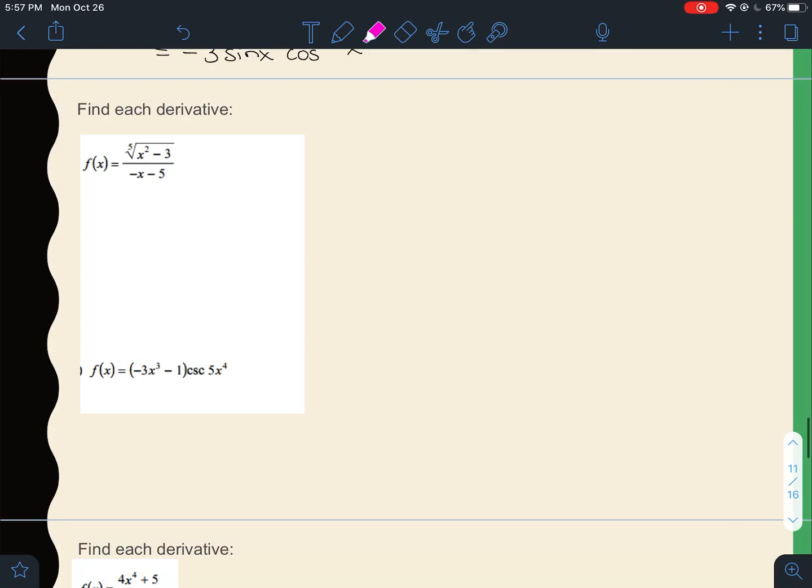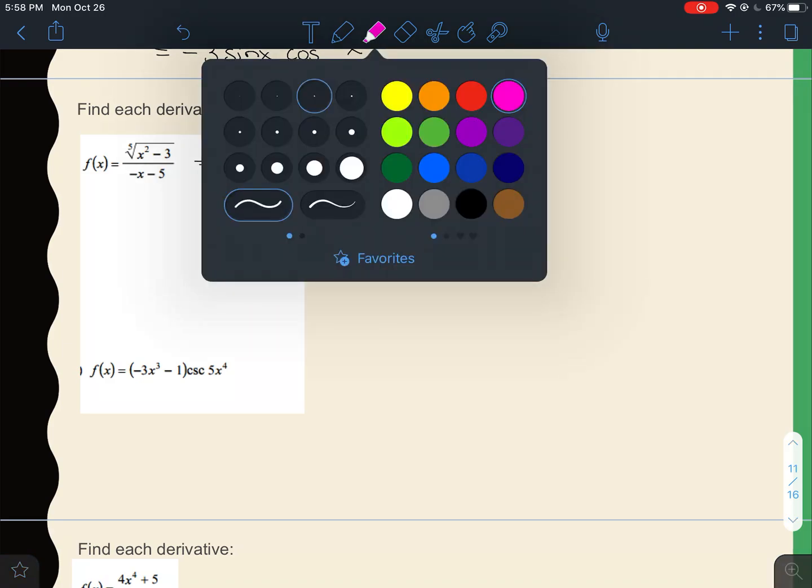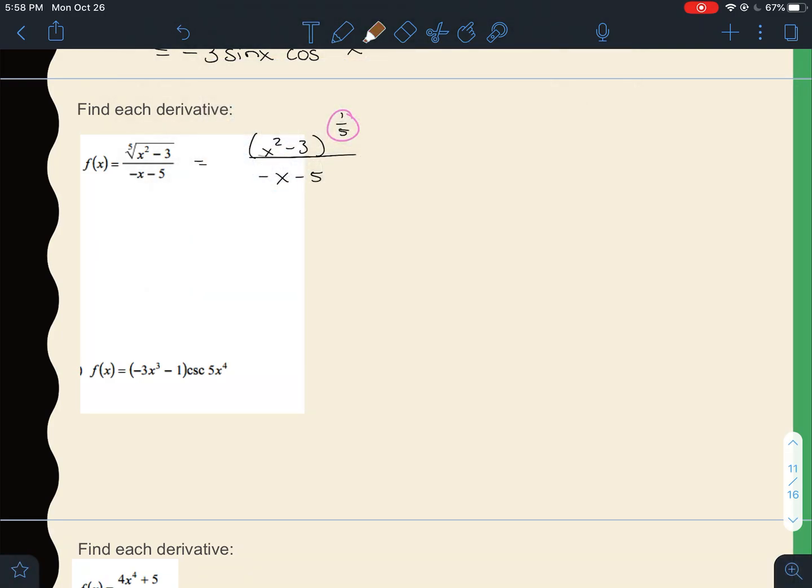All right, let's look at the next ones. So we've got some quotient rule. I'm going to rewrite this first. This is (x squared minus 3) to the 1/5 power all over negative x minus 5. So I've got an outside function of 1/5 and an inside function of x squared minus 3. So when I take the derivative of this, it's going to be quotient rule.